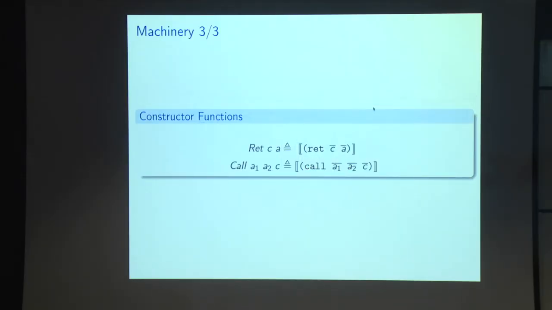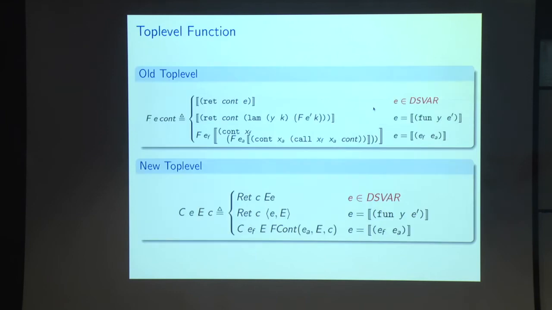Finally, we've got our constructor functions. Here are the 2 of them. They're notated with capital letters. And the overline function just takes our abstract continuation, or the thing we're putting in the environment, and turns them into concrete syntax. So they map pretty much one-to-one. I think they're fairly self-explanatory.